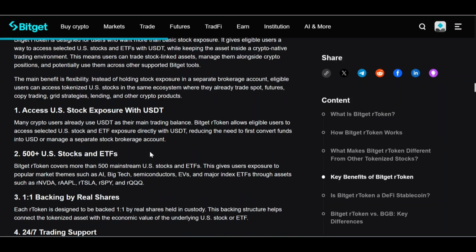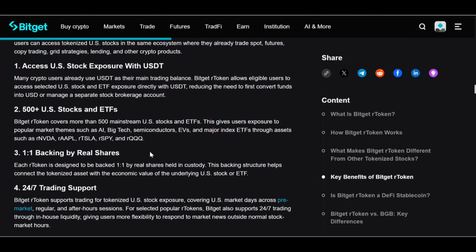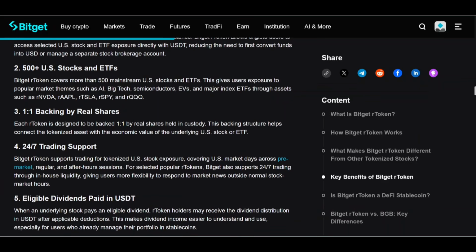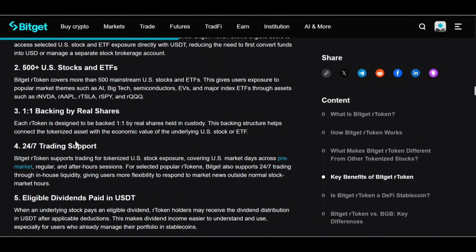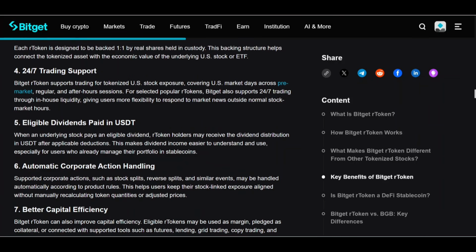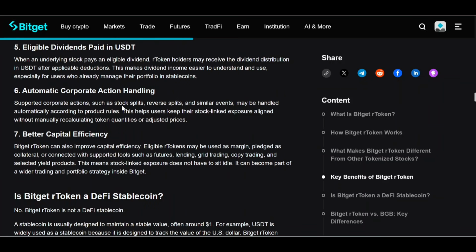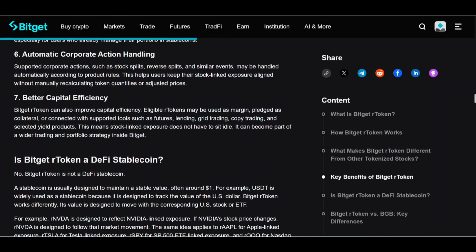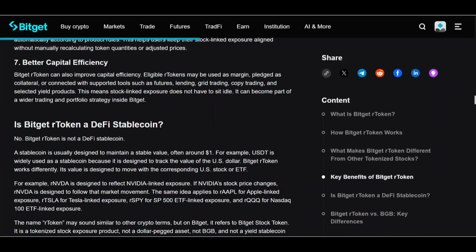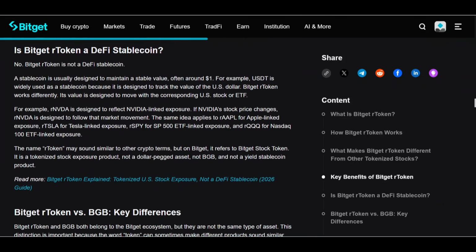And you could see another benefit as well is that you get up to 500 plus US stocks and ETFs. You get one-to-one backing by real shares. You get 24/7 trading support. You also get eligible dividends paid again in USDT, which I've stated previously. And it's obviously automatic corporate action handled as well, if the corporation does stock splits or reverse splits and things of this nature. You also get better capital efficiency.